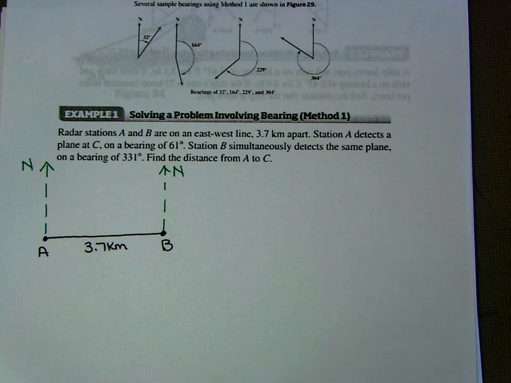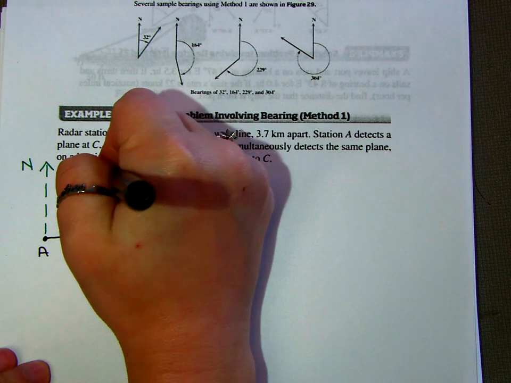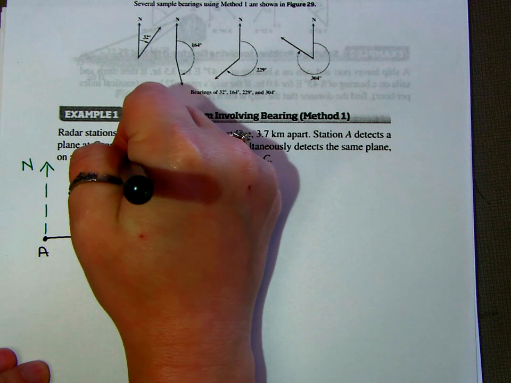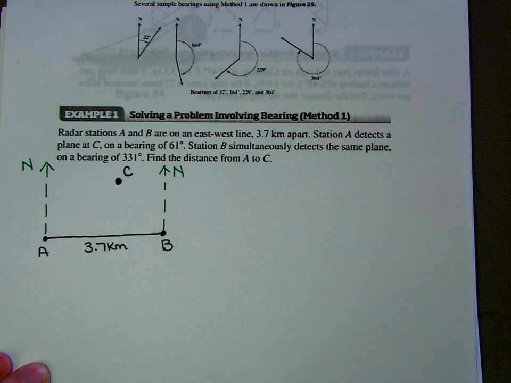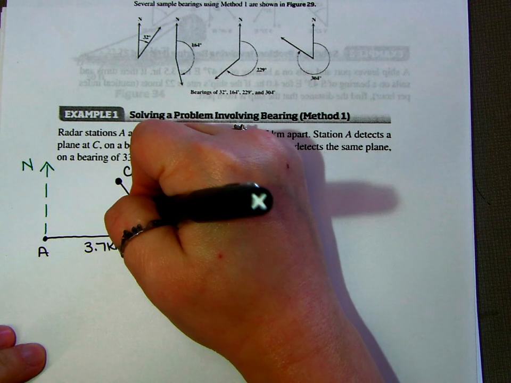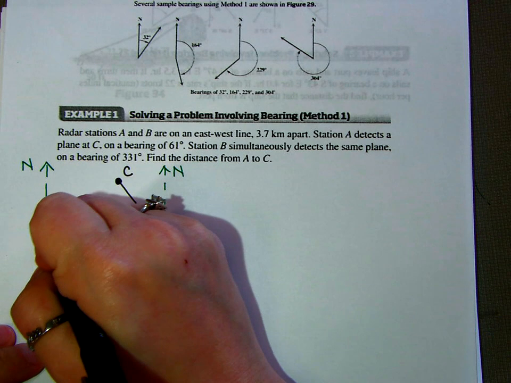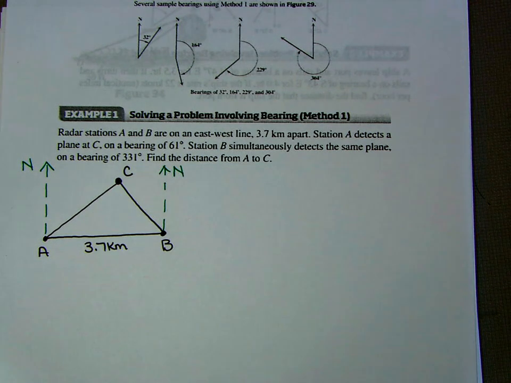It says that station A detects a plane at point C with a bearing of 61 degrees. So I'm going to put a random dot out here that represents my plane. And I'm going to connect my dots, because then it says station B simultaneously detects the same plane at a bearing of 331 degrees. So both these towers are detecting the exact same plane at the exact same moment, and thus we're getting a triangle out of this.